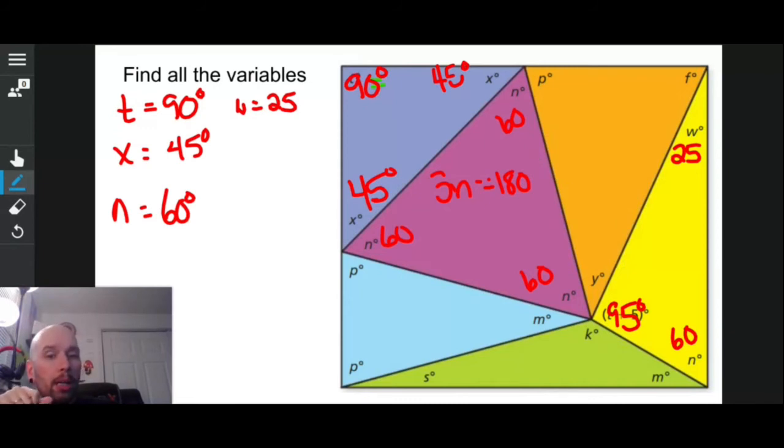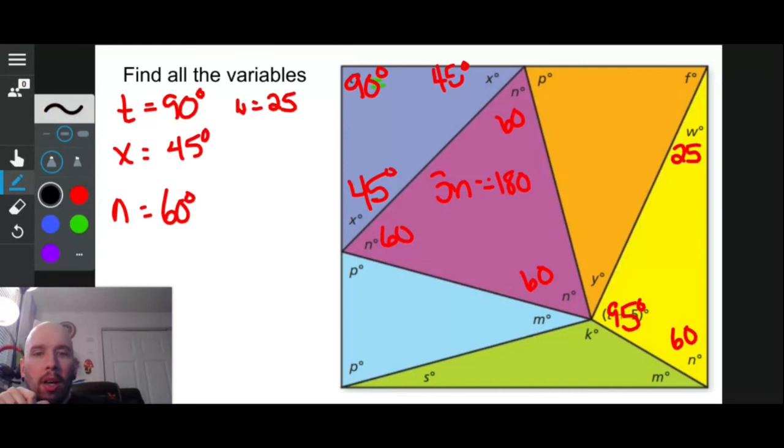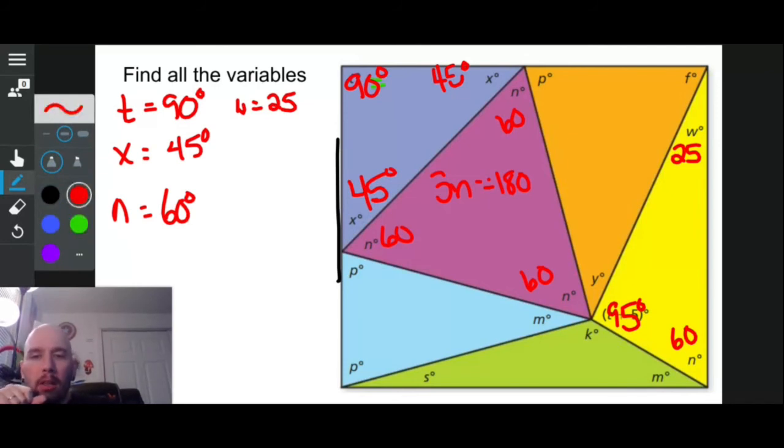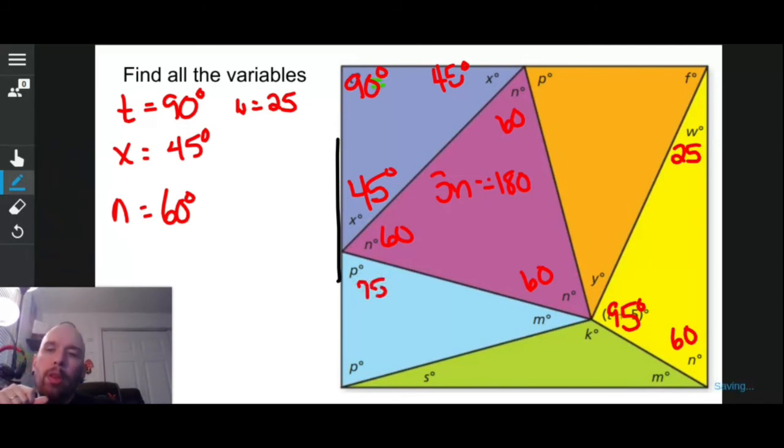I can find out what P is. And here's how I can find out what P is. This straight line here is going to be 180. So this is 45. This is 60, which adds up to 105. So P is going to be 180 minus 105, which is going to be 75. P is 75, which makes U 75.